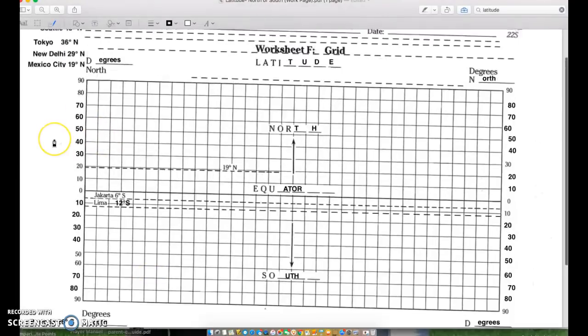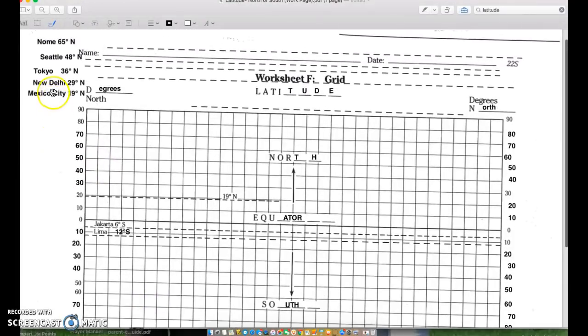Lima, Peru is located at the 12 degree south line. Now we've got to find Mexico City right here. It needs to be right on this 19 degree line. So I'm going to add that in there, just add in Mexico City. The 19 degrees north is already there. I don't know why I did it twice, but it did. And I'm going to draw this line in, and I'm going to go ahead and extend it.